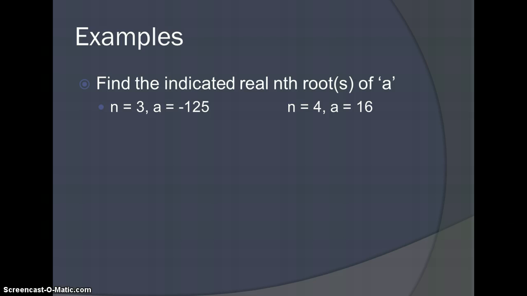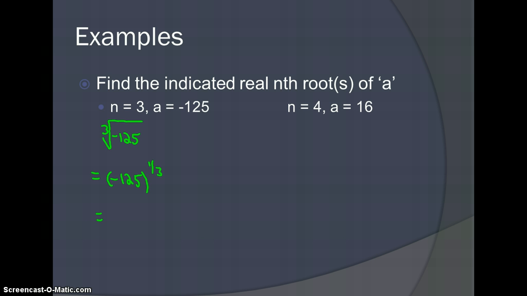It tells us to find the indicated real nth roots of A. So in the first one, we're asked to find the third root of negative 125. So what that means is we would write that as follows. The cube root of negative 125. Just to serve as an introduction to some other things, we can also write this as negative 125 raised to the 1/3 power.